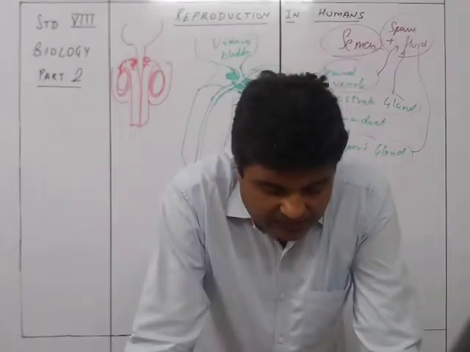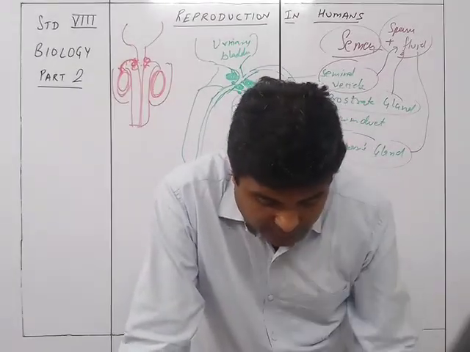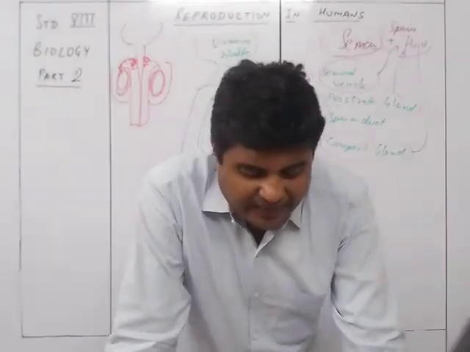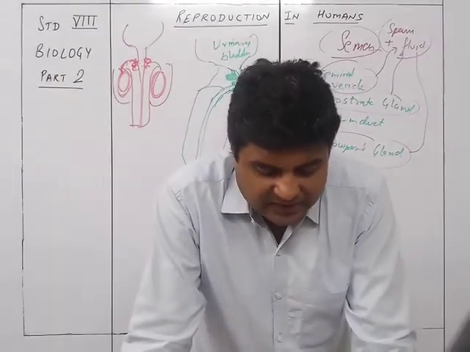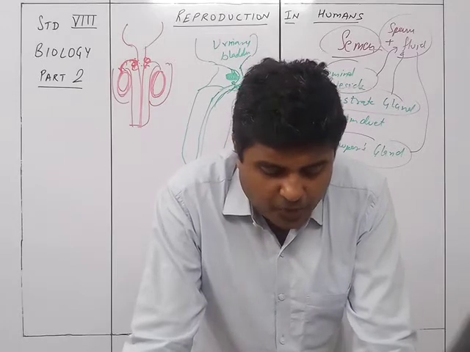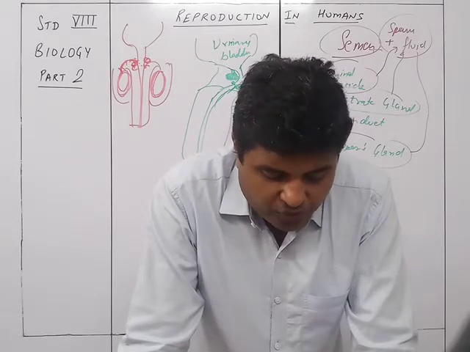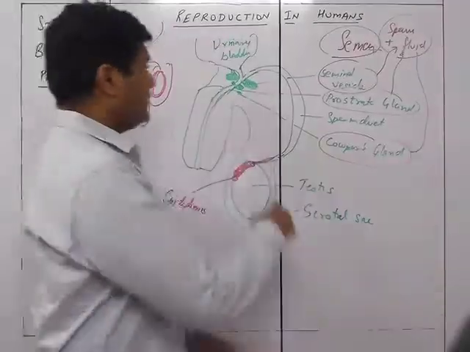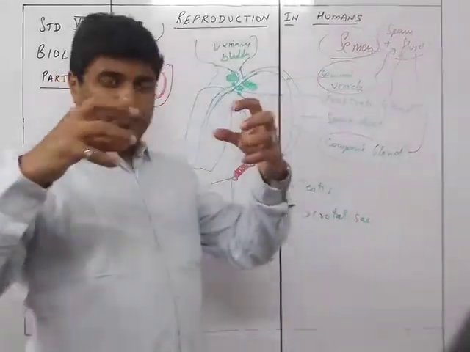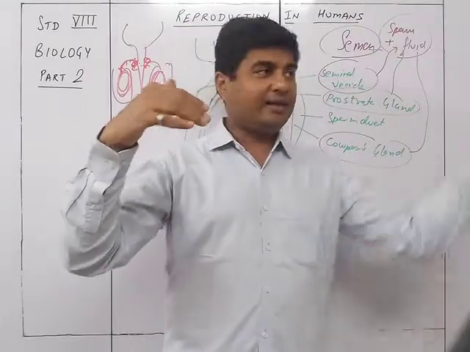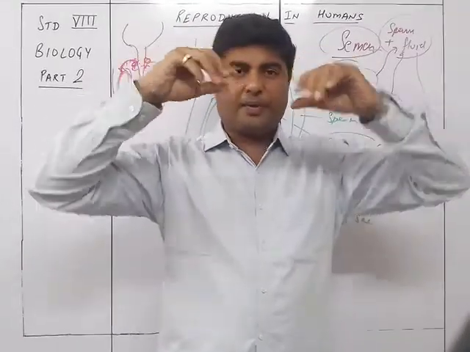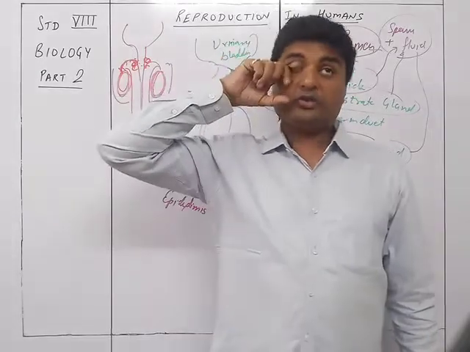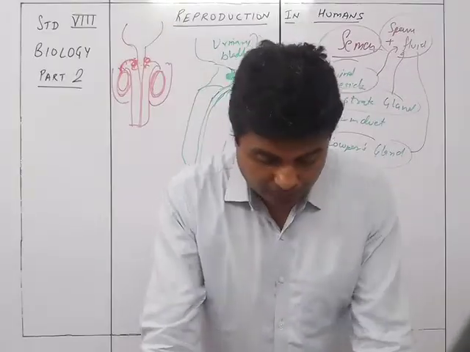The seminal vesicles are a pair of lobulated glands, each opening into the corresponding sperm duct just before they reunite with the urethra. So there are the seminal vesicles on the two sides. From here one sperm duct, from here one sperm duct. So on the sides of both of these, here is a seminal vesicle, which is a gland that is going to produce a fluid.